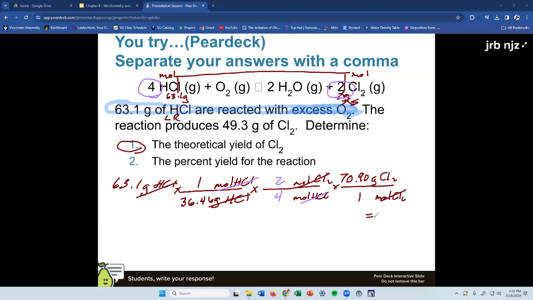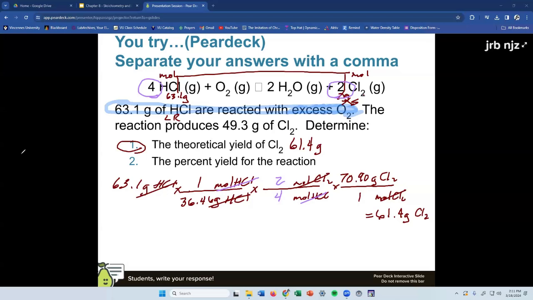So if I do the calculation all the way through, 63.1 multiplied by 2 multiplied by 70.9 divided by 36.46 divided by 4, to 3 significant figures, because I started with 3 here, I get 61.4 grams of chlorine. So that is my theoretical yield, 61.4 grams.